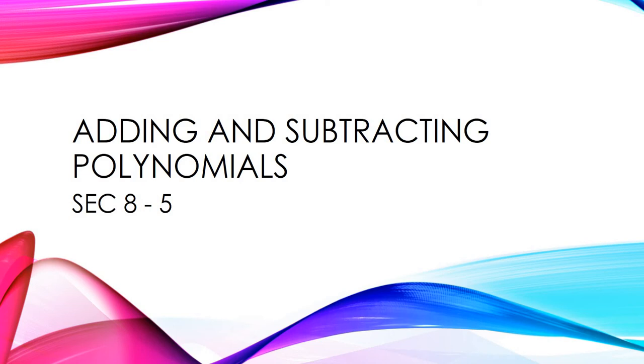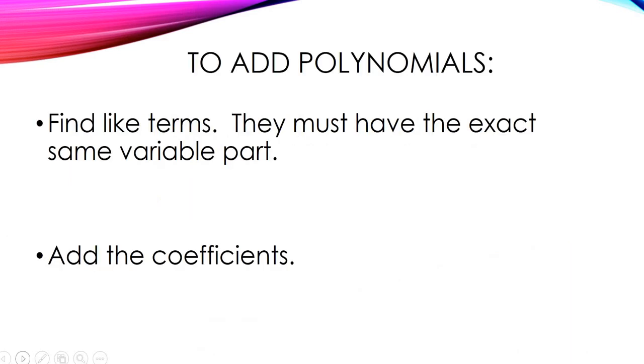Okay, we're going to continue our work with polynomials, and we're going to talk about adding and subtracting polynomials. You've actually done some of this before. To add polynomials, there's two things. First, find the like terms. Remember, terms is another word for a monomial. So we're looking for the like pieces in a polynomial that go together.